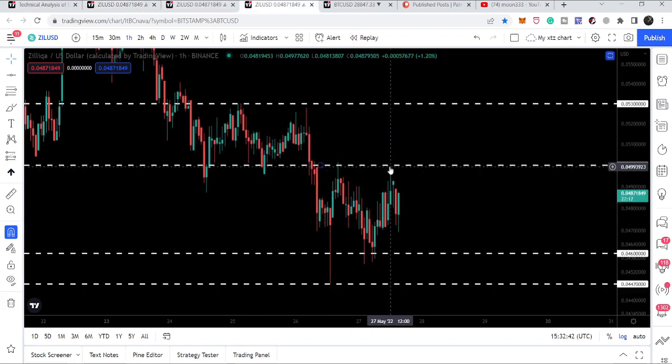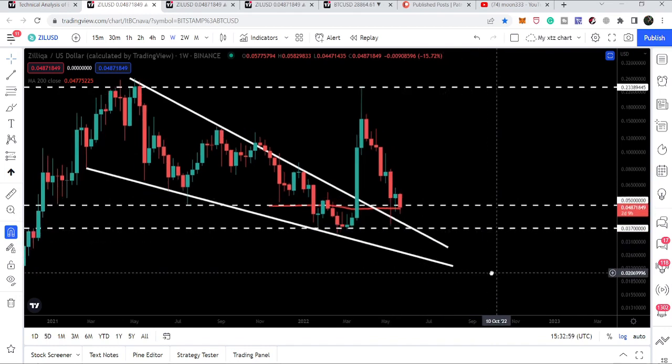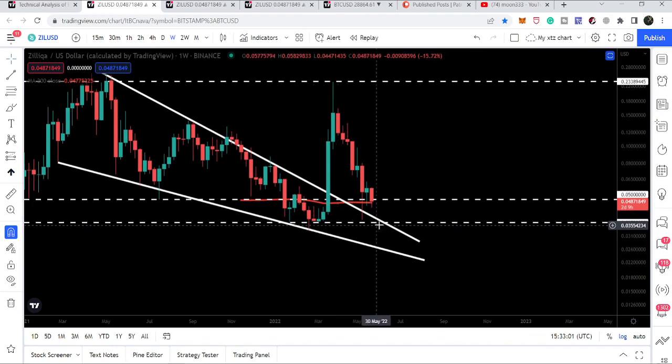And you can see on the hourly time frame, we are below this 5 cent support level. But on the weekly time frame, it is still working as a support, and we are heavily testing this support right now. And if we have a weekly closing below this support, then the next support will be quite low from here. That will be at 3.7 cents.